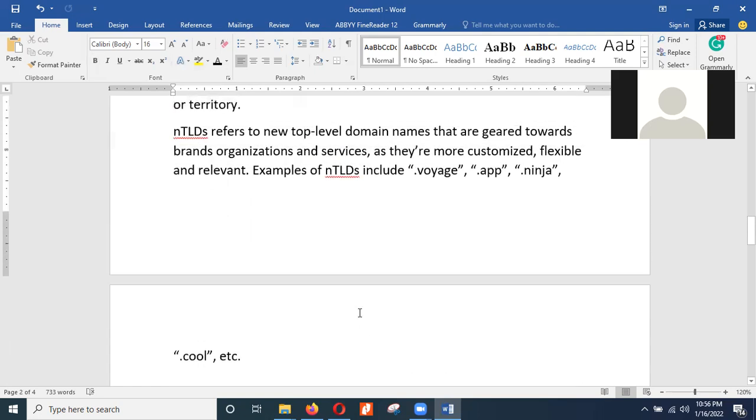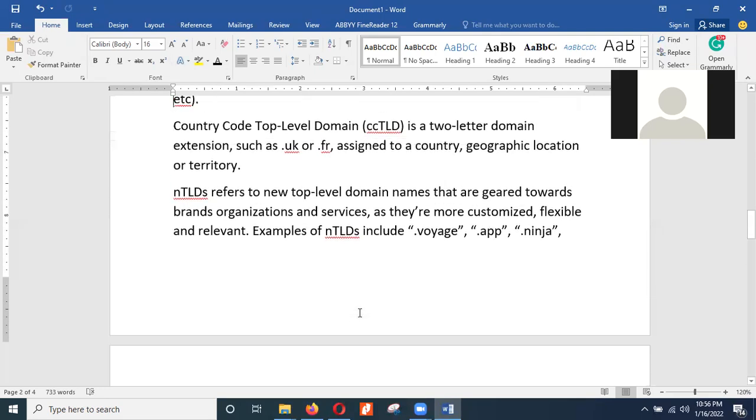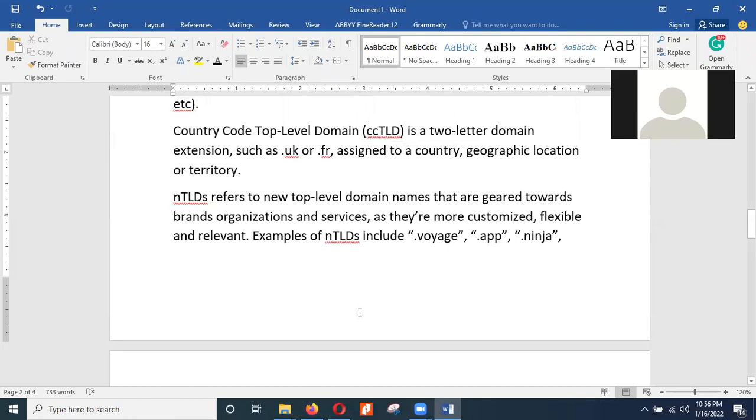Now, however, you can have domain names like .app. Automatically, it tells you that that is an application. .ninja, .voyage, and so on. You understand? So when you have domain names like that, they are called the generic domain names. Like I told you earlier, we have two types of domain name: a country-specific or territory-specific domain name, and a generic domain name.